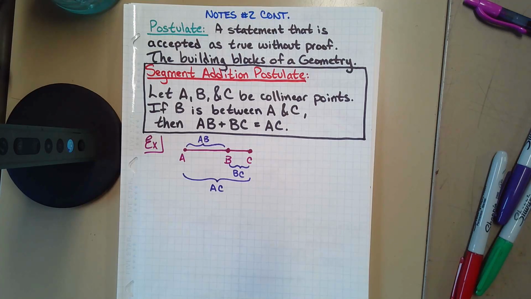There are foundational postulates in geometry, things that we have to accept to be true. Here's the first one we're going to learn about today: the segment addition postulate. This is the building block upon which we are going to build all of our theorems, all the things that we know to be true and can prove. This is not provable. It just is. You just know it in your heart it has to be. Let A, B, and C be collinear points. What does it mean to be collinear?